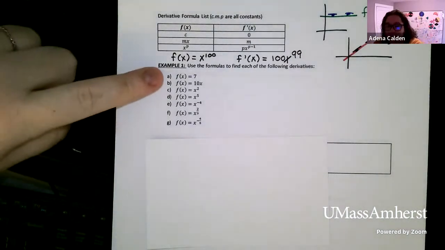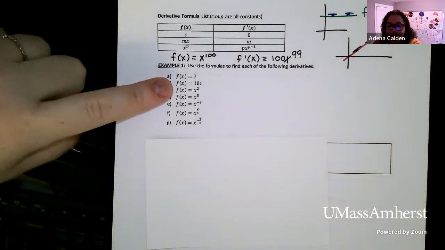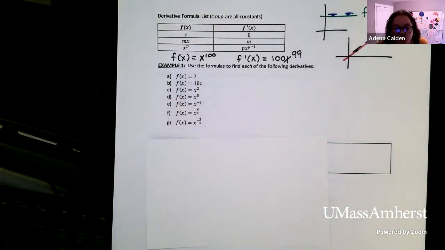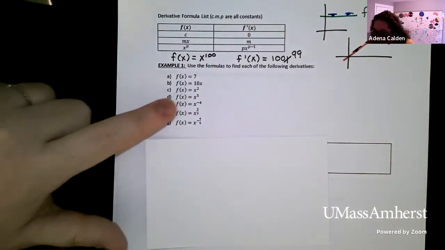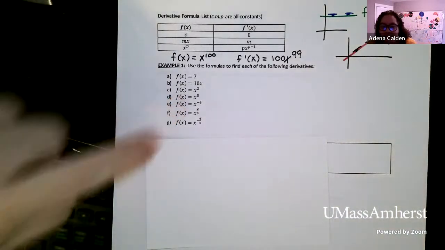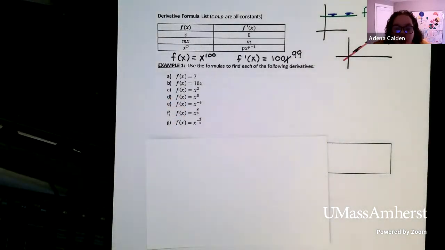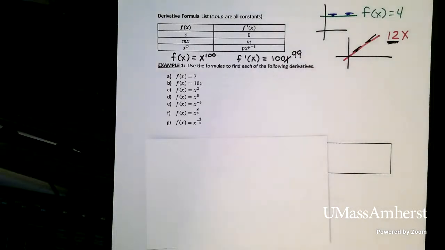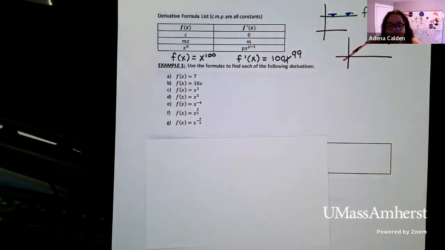So for a, we have f of x equals 7. Then we have f of x equals 10x. Then we have f of x equals x squared. Then we have f of x equals x to the 5th. Then we have f of x equals x to the negative 4. Then we have f of x equals x to the 2/3. And then the last one is f of x equals x to the negative 1/5.